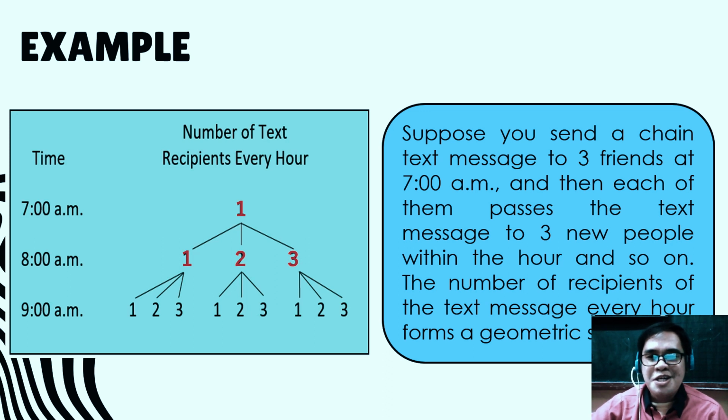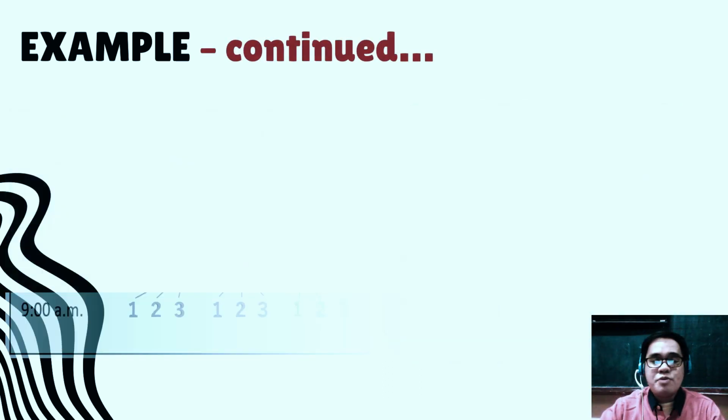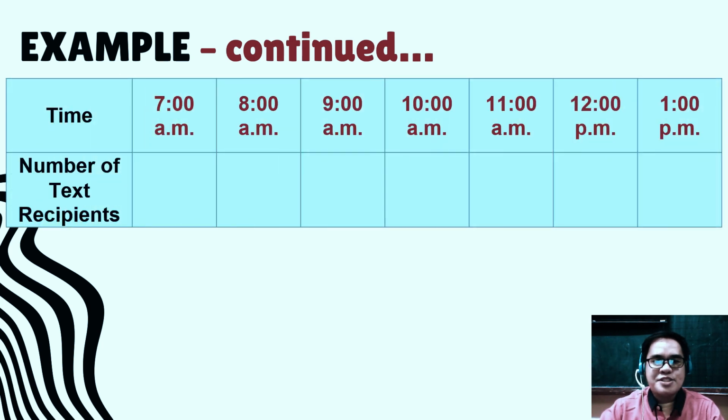And then, each of them passes the text message to 3 new people within the hour and so on. The number of recipients of the text message every hour forms a geometric sequence. If we are going to continue the pattern earlier in which the text message has been passed to 3 new people in every hour, the number of text recipients are reflected accordingly.